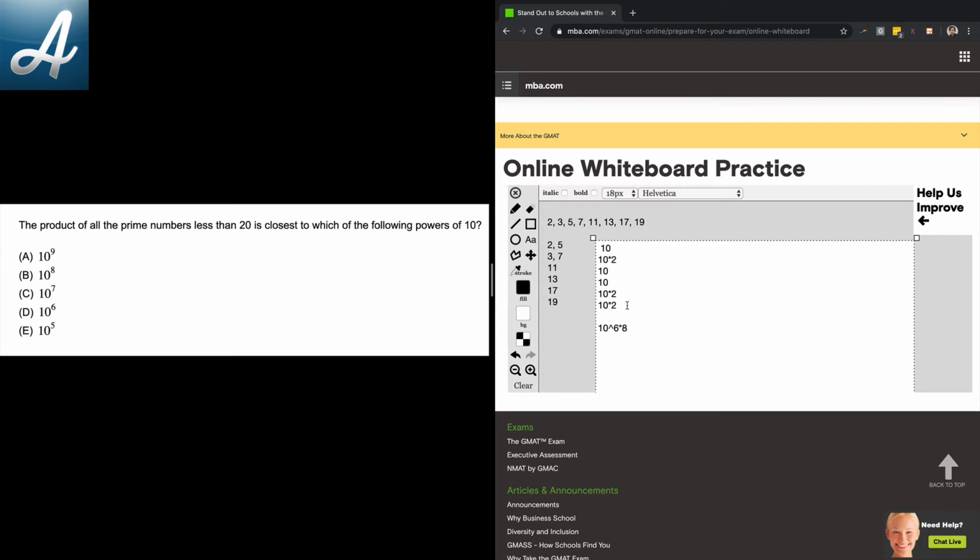Now you might say to yourself, well, but we were under on some, we were over on others. Is it possible that our estimation made it so that we approximated to the incorrect answer? Yeah, that is possible. That said, it's not like we have 10 to the 6th times 5.2 or 10 to the 6th times 6, right? We're pretty squarely in the direction of 10 to the 7th.